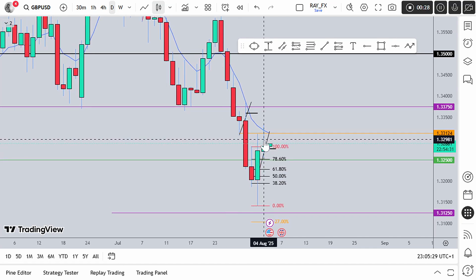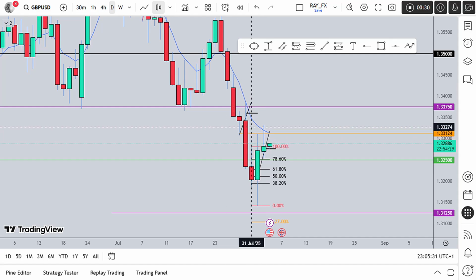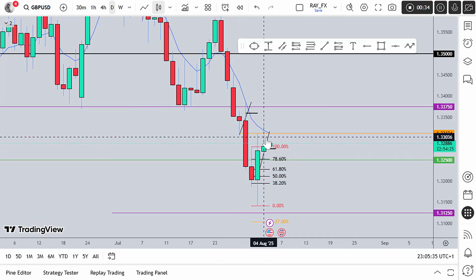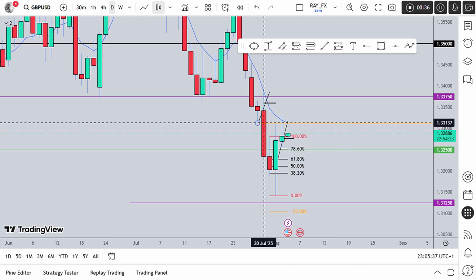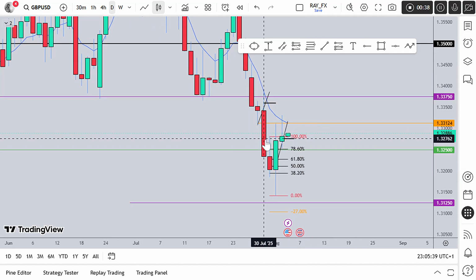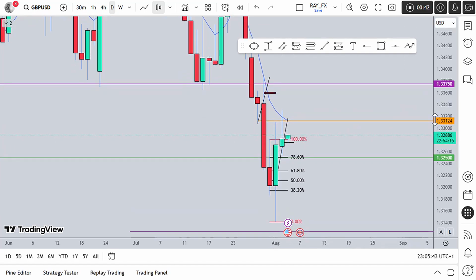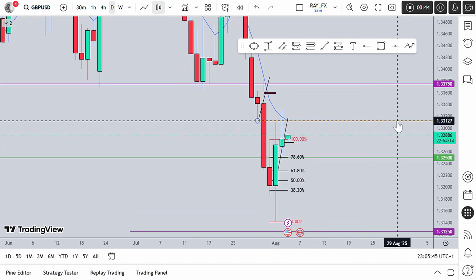I think we're going to sell more, because if price pushes away from the moving average, it tends to come back to retest before making further moves. And as you can see, we broke below the moving average, pushed down, and we've come back to retest the moving average. And what area do we have there? We have 1.33124. So this right here is a confluence for me.